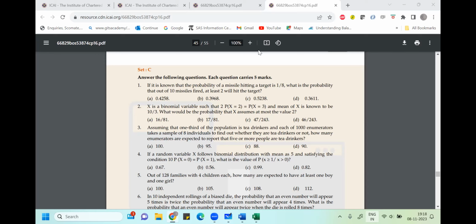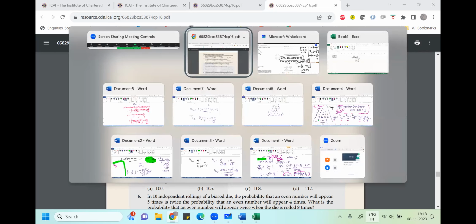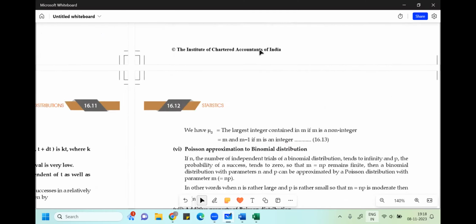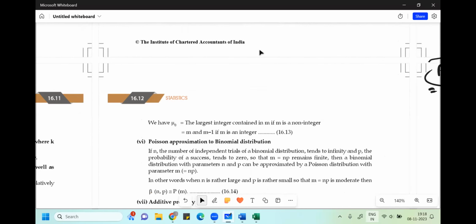Fine. Question number 1. It is known that the probability of a missile hitting a target is 1 by 8. So P is 1 by 8, and Q would be 7 by 8. I hope nobody has a doubt with that.